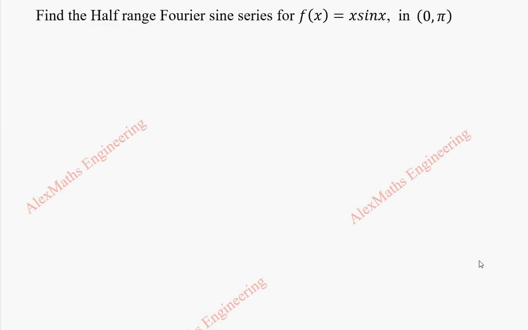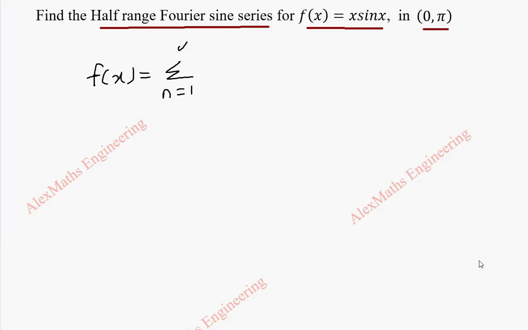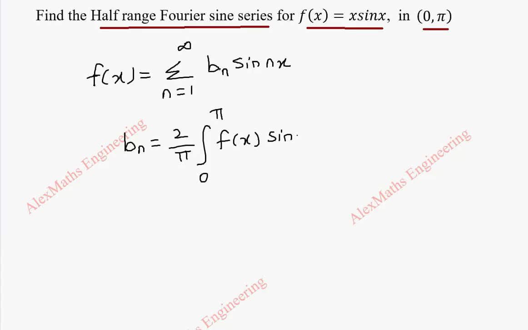In this video, we are going to find the half-range Fourier sine series for the given function f of x, which is x sine x, in the interval 0, pi. The expansion formula is f of x equal to summation from n equal to 1 to infinity bn into sine nx. To find bn, we use the integration, that is 2 by pi integral 0 to pi f of x into sine nx dx.